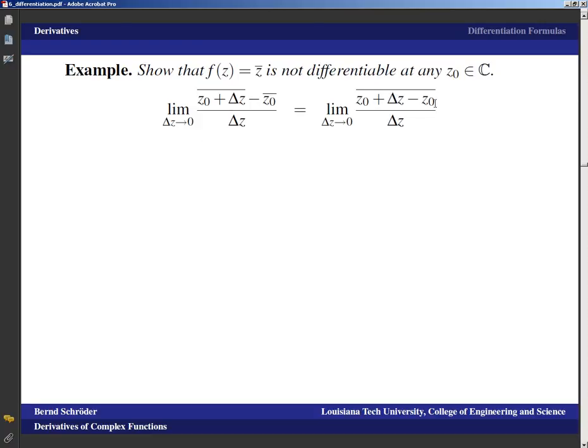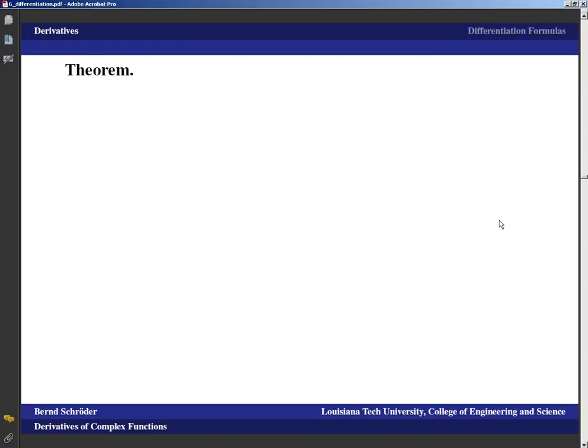z0 plus delta z minus z0 bar divided by delta z. That's the limit as delta z goes to 0 of delta z bar over delta z. And we have seen that that limit does not exist. That was part of the previous presentation. Because that limit does not exist, the function is just not differentiable, and because z0 is arbitrary, it's not differentiable at any complex number z0.